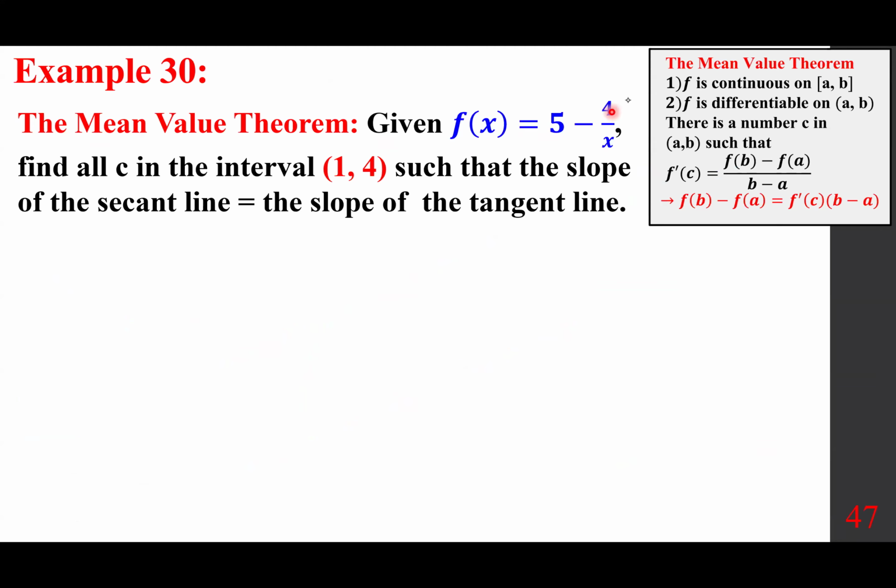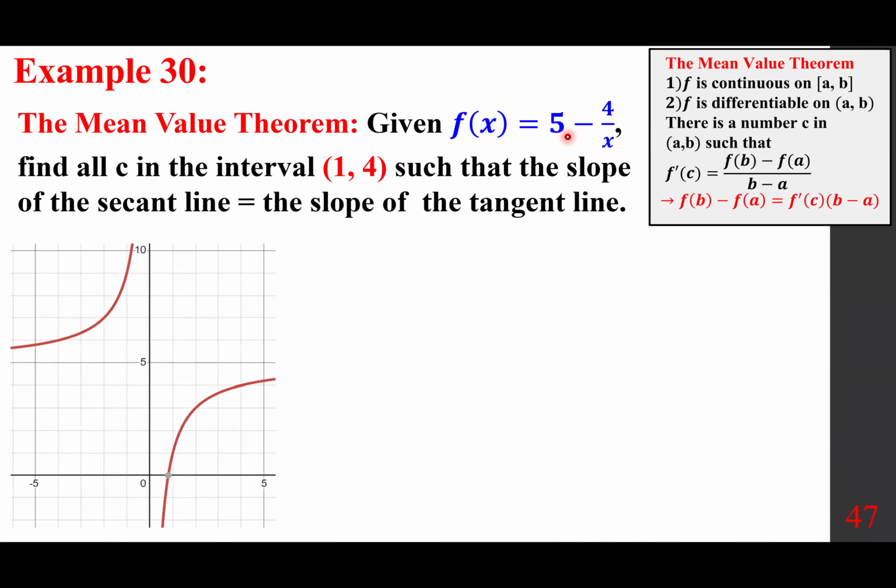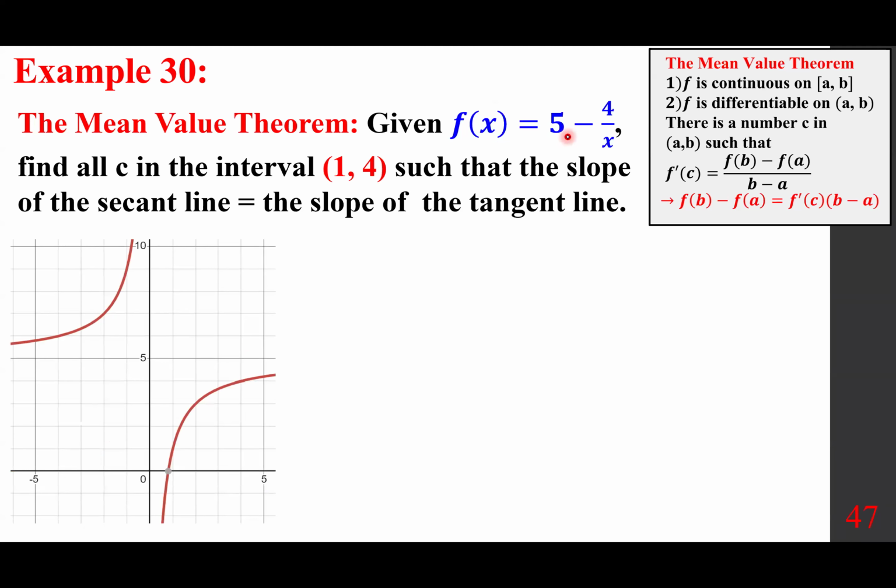Given f of x is 5 minus 4 over x, find all c in the interval of 1 to 4 such that the slope of a secant line equals the slope of a tangent line. This is a rational function. We should be able to graph it easily, and we'll discuss the graph at some point. And so we take it from there.